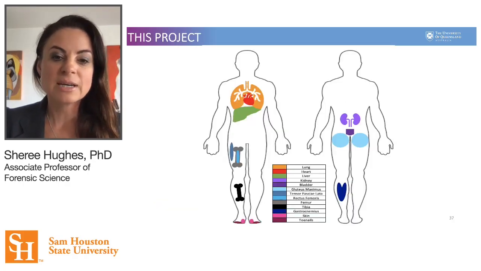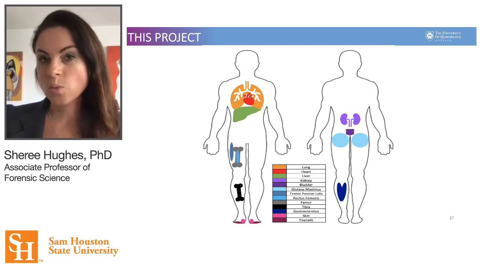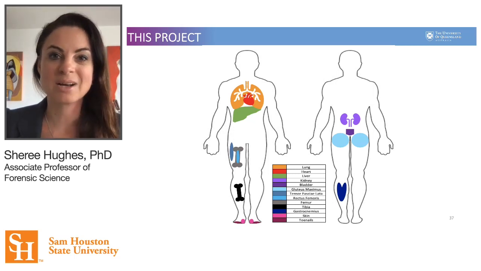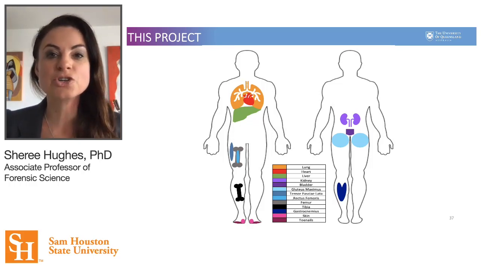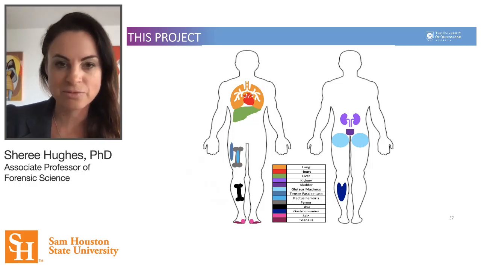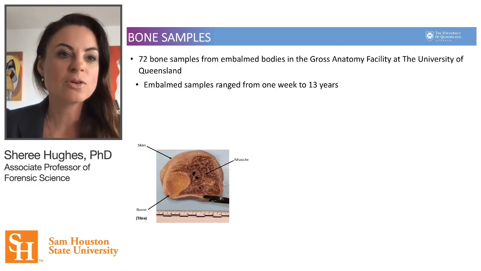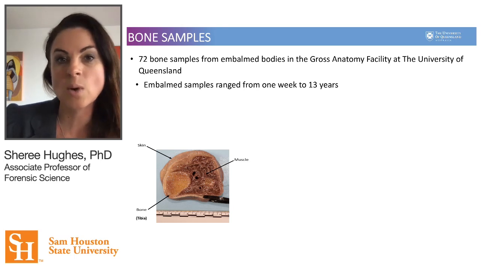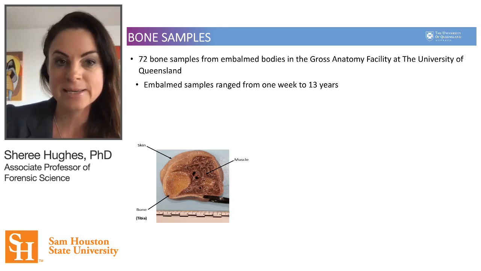So this project really started by a survey of what was in our GAF and what is the likelihood of being able to recover any sort of amplifiable DNA. We sampled hundreds of tissues across the body, but because this is a bone talk, I wanted to focus more on those. So out of all of those, we had 72 bone samples that were recovered, and these range from bodies that were embalmed from anywhere from 1 week through to about 13 years.